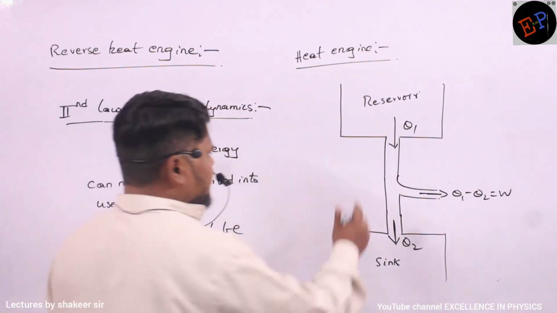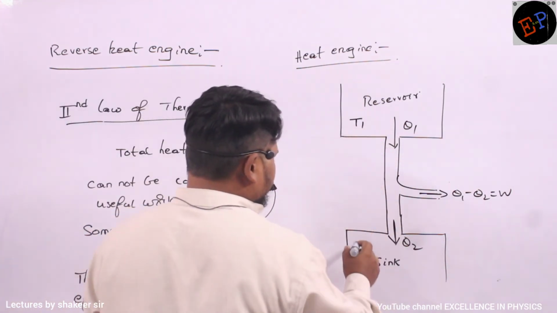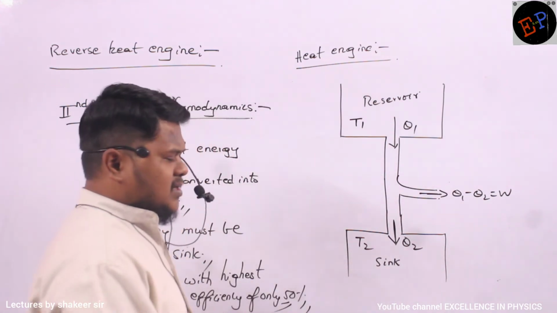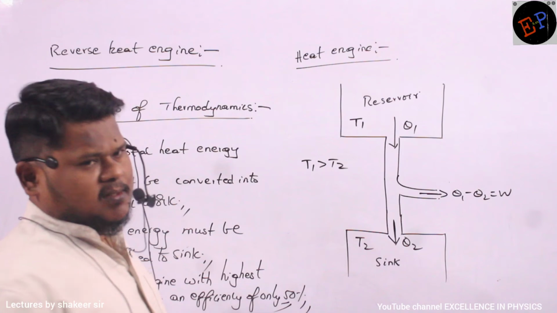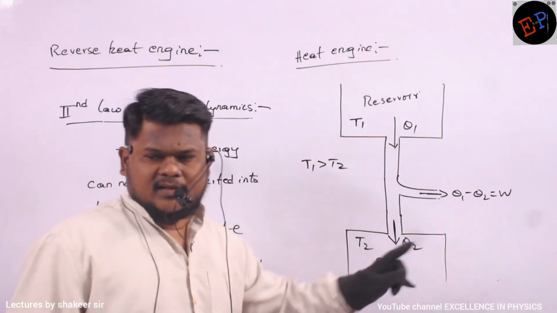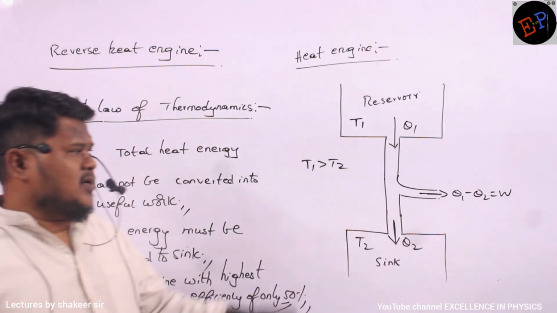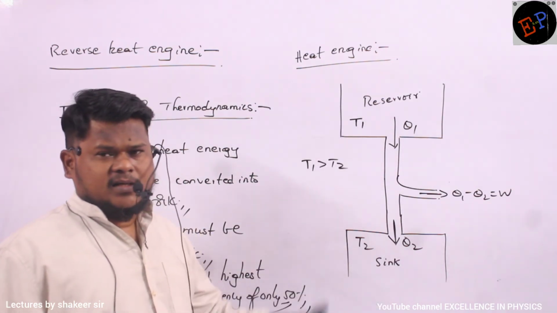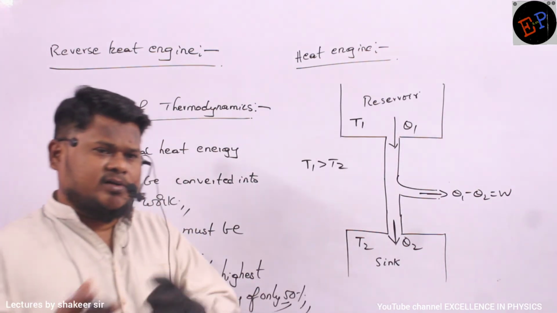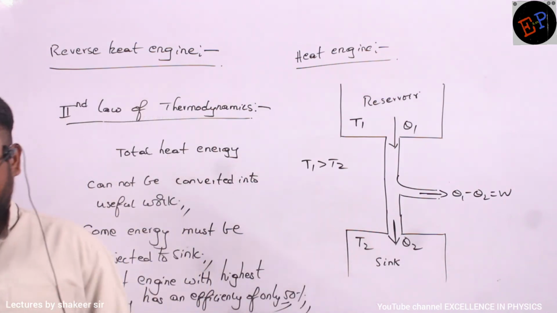And what is the temperature of the reservoir? The temperature of the reservoir is T1. The temperature of the sink is T2. And definitely T1 must be greater than T2. The temperature of the reservoir must be greater than the temperature of the sink. Then only heat energy naturally flows from reservoir to sink, from a hotter body to a colder body without spending any energy.